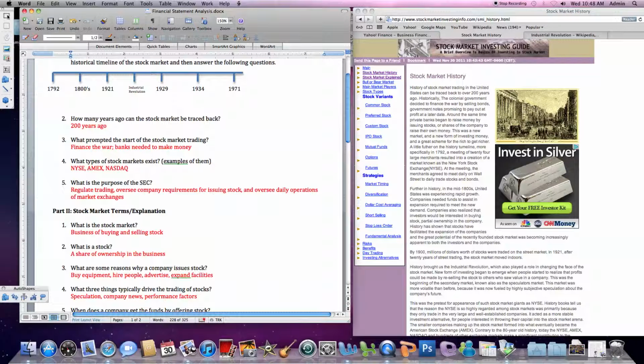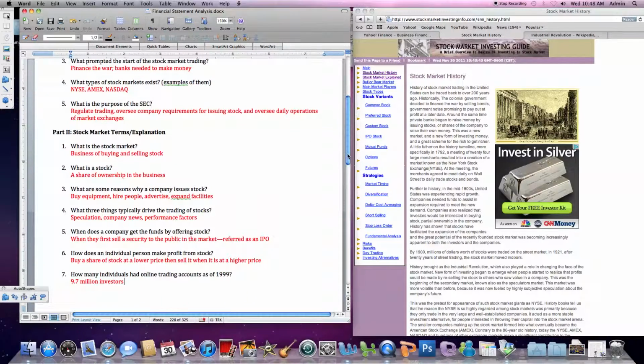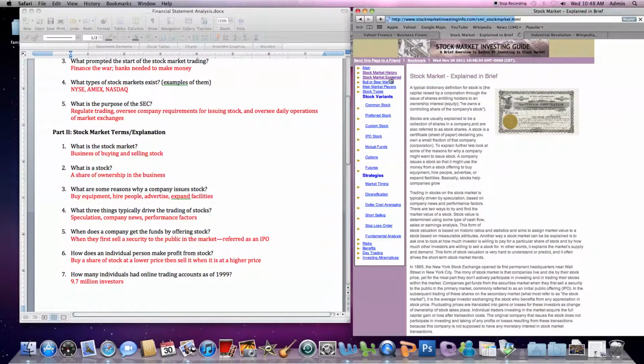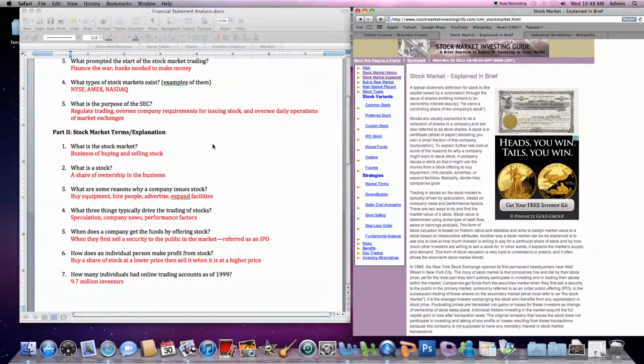And number 5, what is the purpose of the SEC, which remember was created up here in 1934? Okay, they regulate trading, oversee company requirements for issuing stock, and oversee daily operations of market exchanges. And that is their role at this point today as well. All right, then you were to click over here on the stock market explain and fill in your answers about what the stock market is, what is a share of stock, and so on.